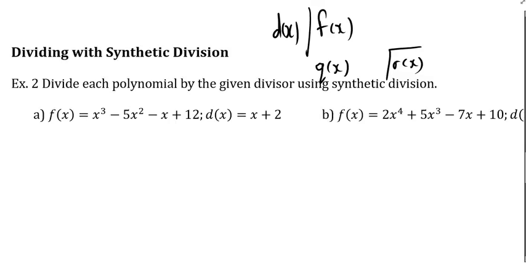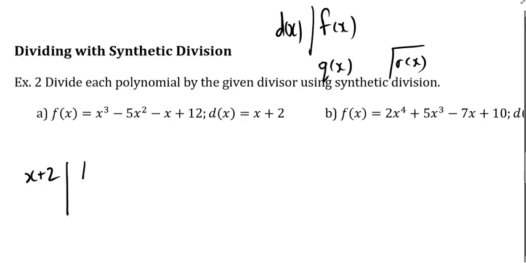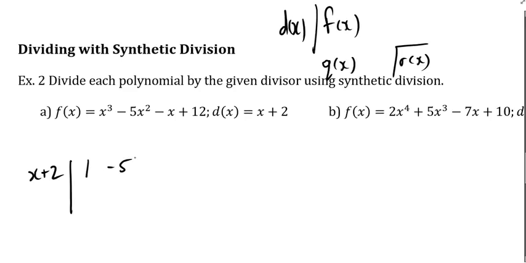Okay, so let's give it a try. So we put x plus 2 over here. And we just put the coefficients here. So the coefficient of x cubed is 1. They've got to be in order. Absolutely. Like if you were given a function written out of order, you'd have to reorder it. Negative 5. Same with above. I think that's obvious. Negative 1 and 12.